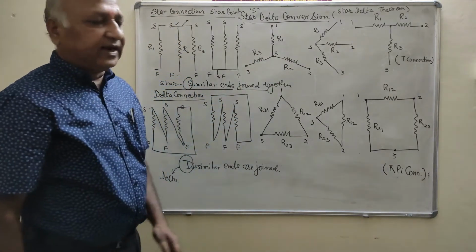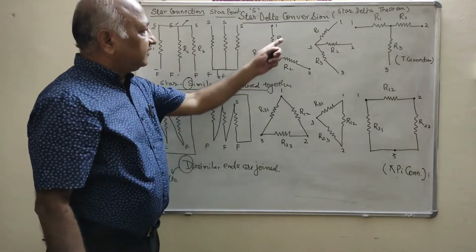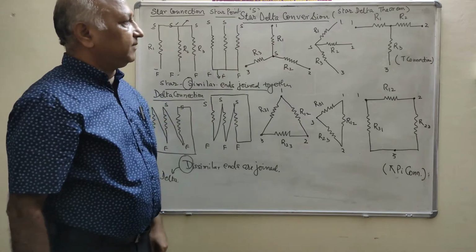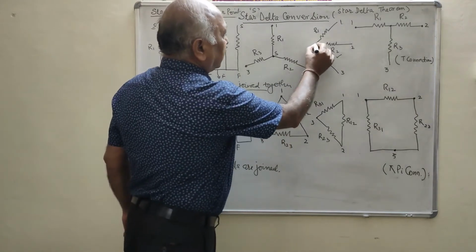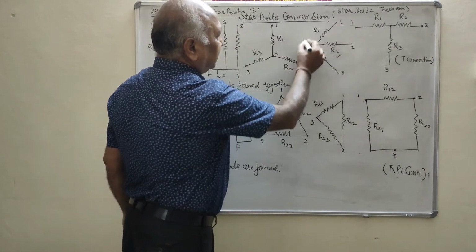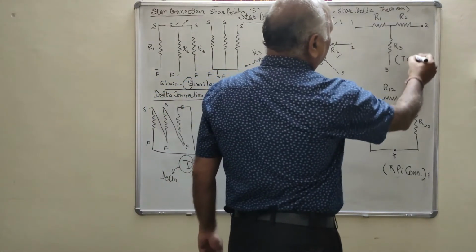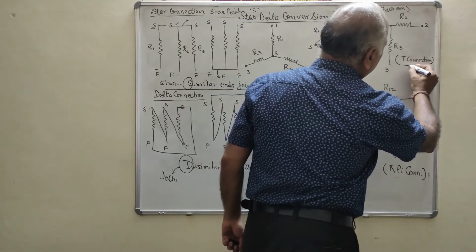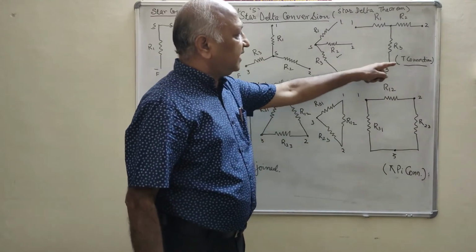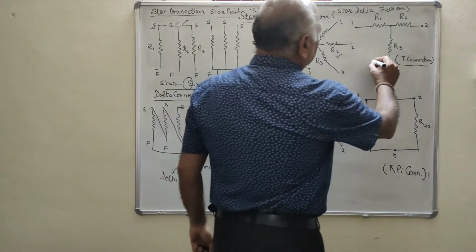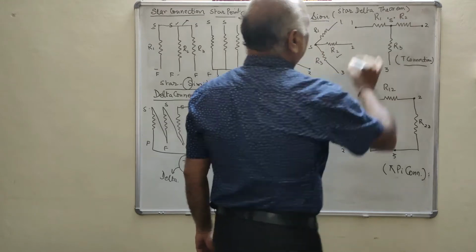In an AC circuit, R1, R2 and R3 can be replaced with the impedances Z1, Z2 and Z3. Here, see this connection. This is the common point for all three resistances, which means it is also a star connection, also known as the T connection. You will study in the transmission line what the pi connection and the T connection are. Here this is the common point and this is the star point.